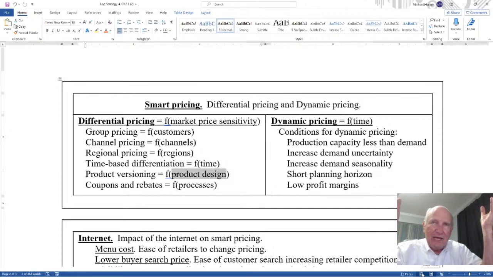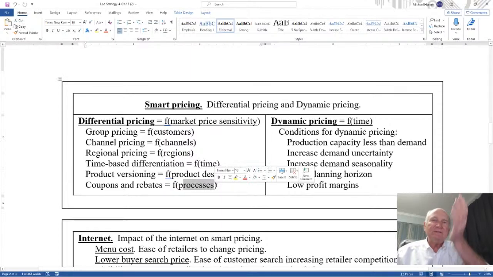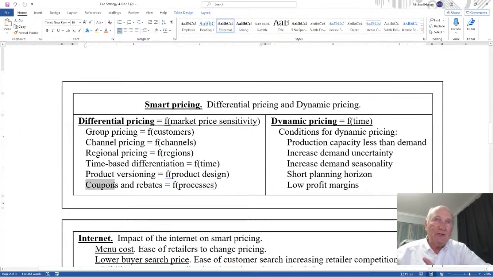Light colors are happy, dark colors are not as happy, depending on the product. Coupons and rebates: this is differential pricing based on the process. It says, okay, I'm going to sell this to you, and you can have a lower price if you go through the process of using a coupon, bringing it in, or sending in for a rebate to the manufacturer. So there's a process associated with lowering the price.